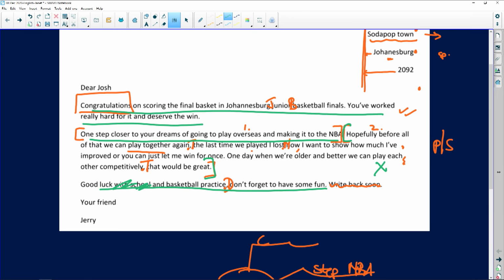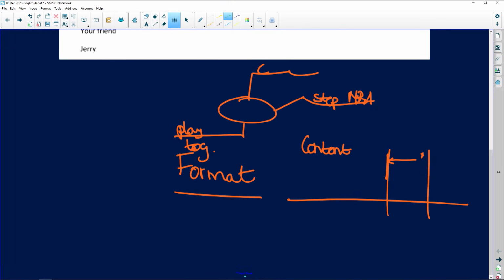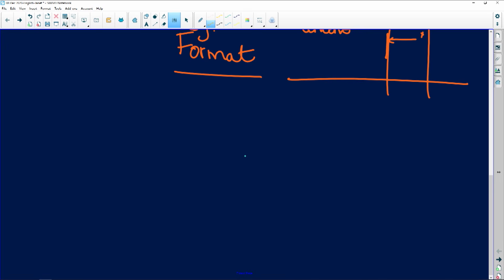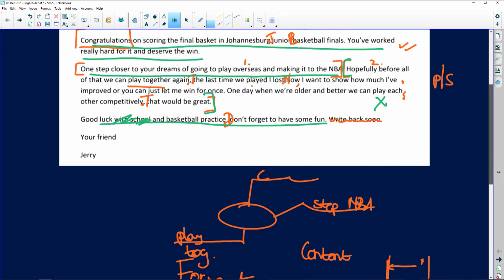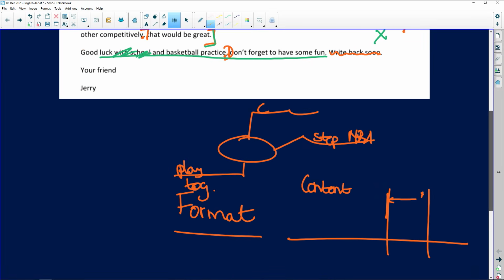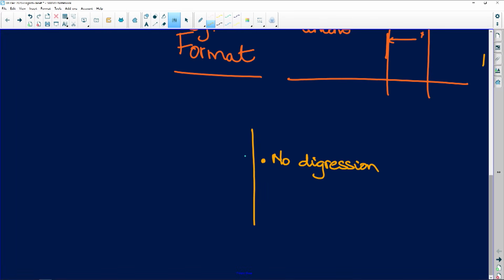Off topic. So when you look at the categories, you will see that it says as a bullet, no digression. Now, when you digress, you go away from the topic. And the topic of this letter was congratulate your friend on what he's achieved in a sporting code. And this letter digresses. So I think this letter proves what I've said about it's really easy.